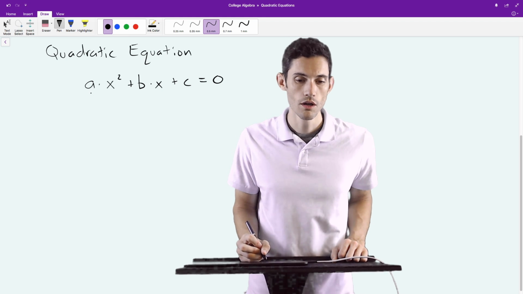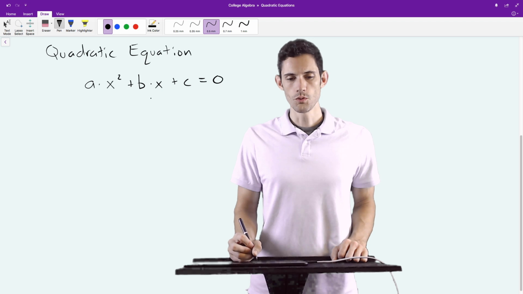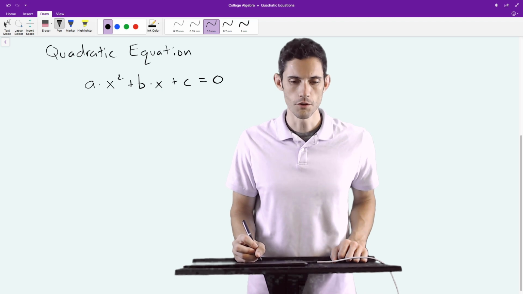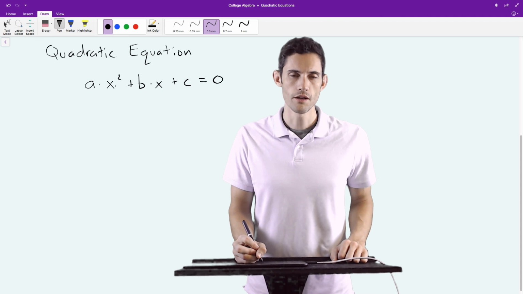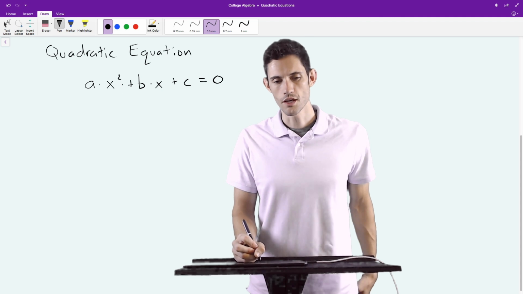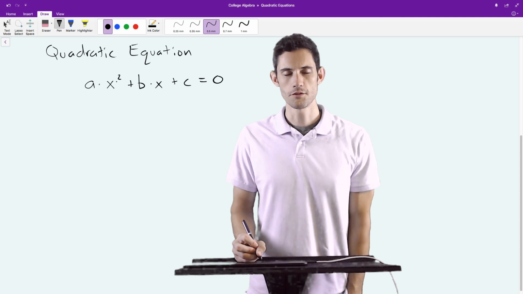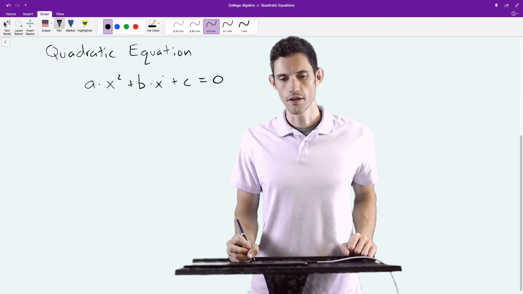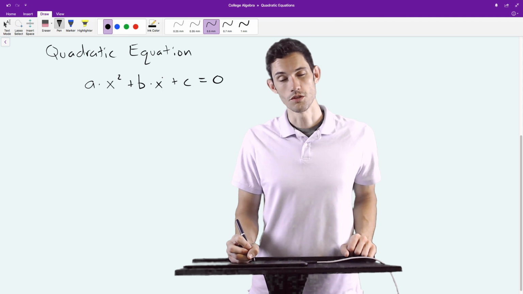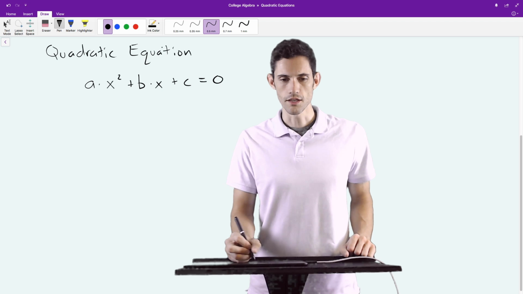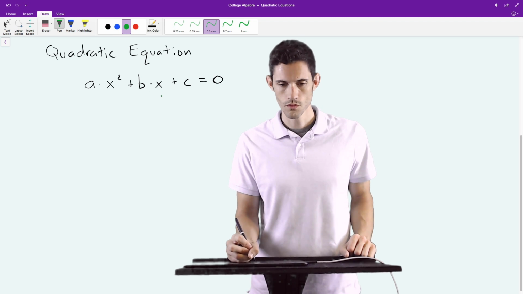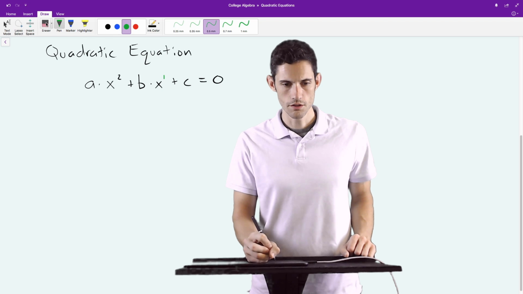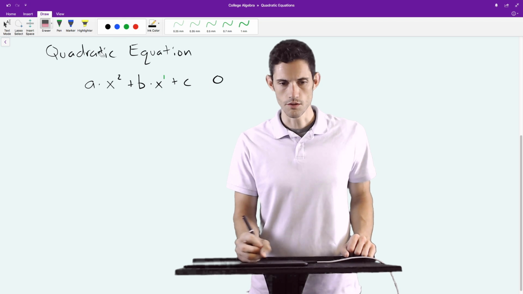So a is a number. In this case, since we want this to be a second-degree polynomial, we want there to be an x squared term. So what second degree means is that the highest exponent is a 2. Here I see the exponent 2, and here I see the exponent 1, which is implied, and here actually is the exponent 0. So this is an implied 1, and this is actually an implied 0.